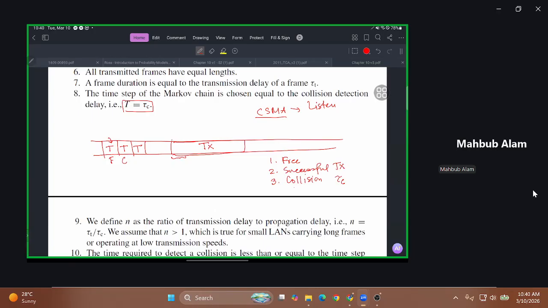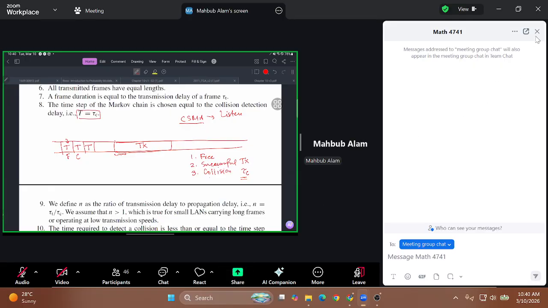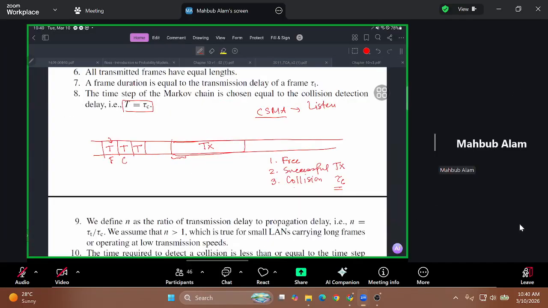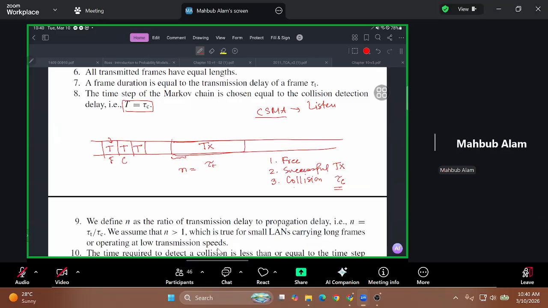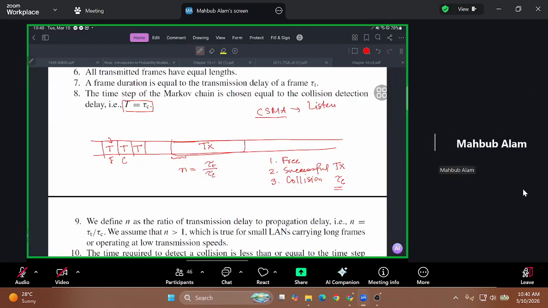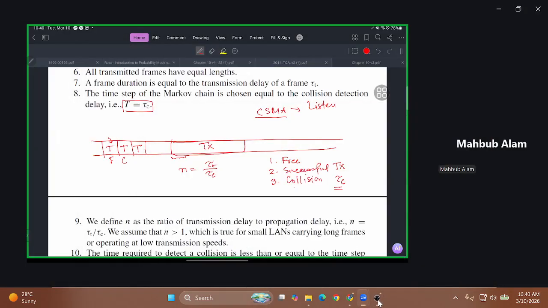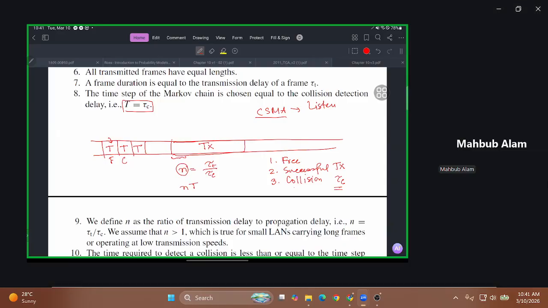This is equal to the frame length. We assume that the frame length is a multiple of the collision detection time. The duration of a successful frame transmission time will be a multiple of the collision detection time, and we assume that if tau t is the transmission time of a successfully transmitted packet, then it will have a length n times t, where t is equal to tau c, the collision detection time.